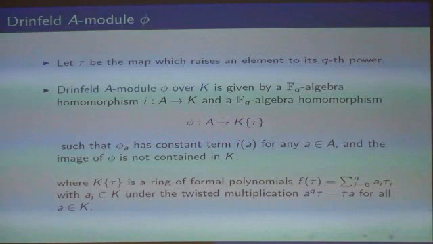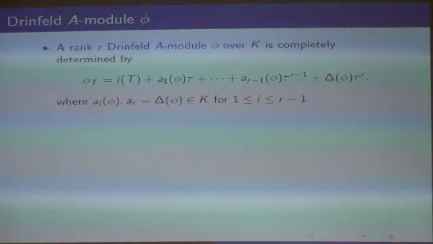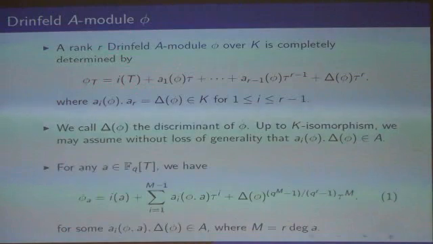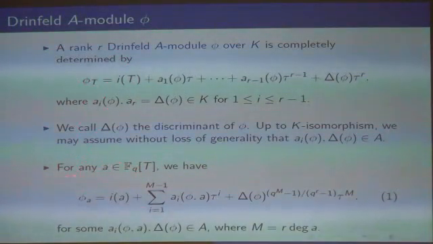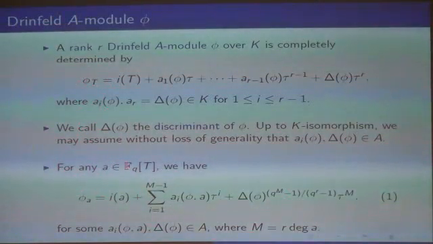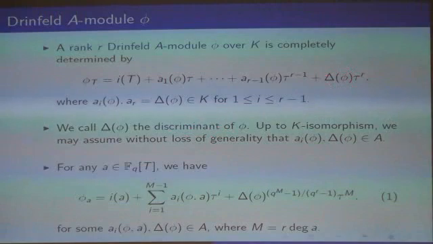This is called the Drinfeld module. And a rank R Drinfeld module is completely determined by the image of T. So you can determine the general polynomial for any A. If you know T, then you can determine the image of the Drinfeld module. And the highest coefficient part is called the discriminant of phi.